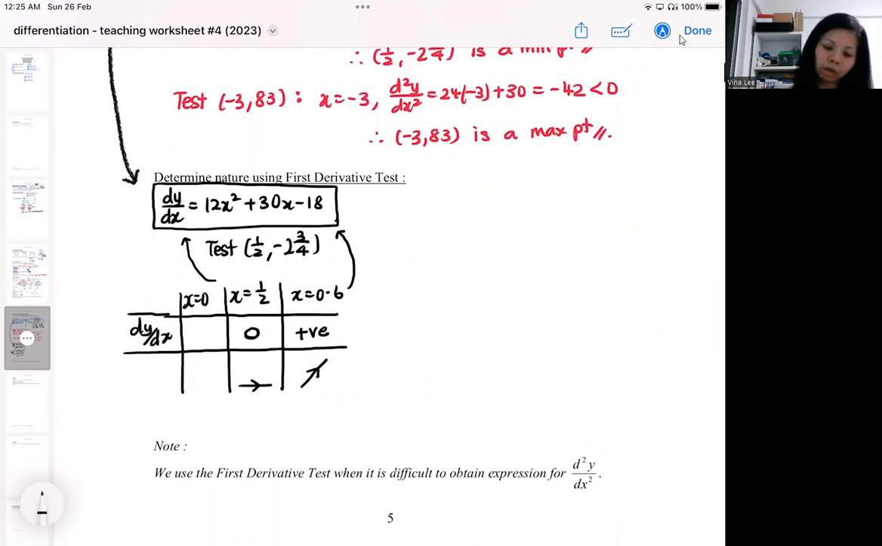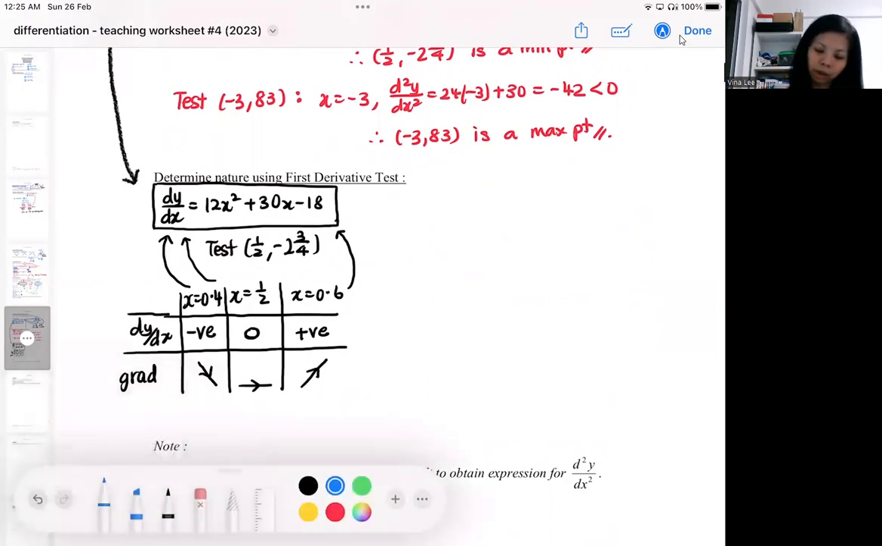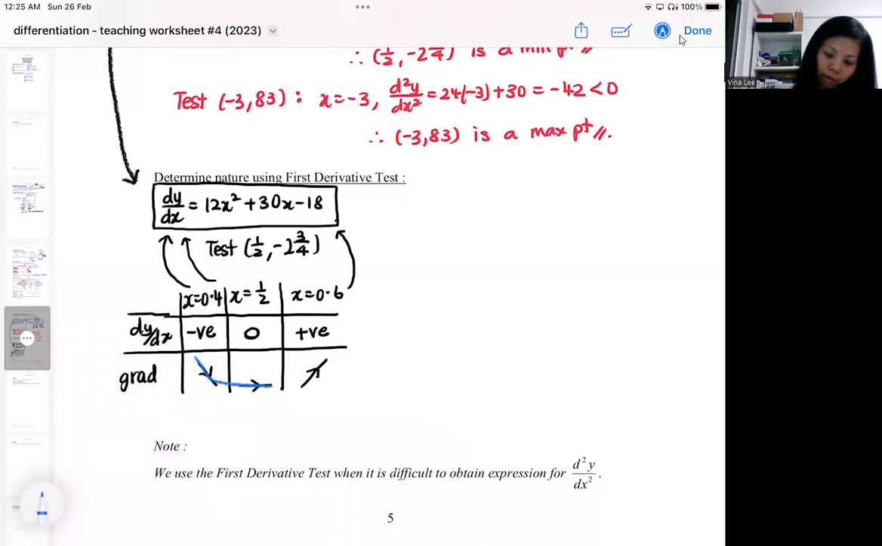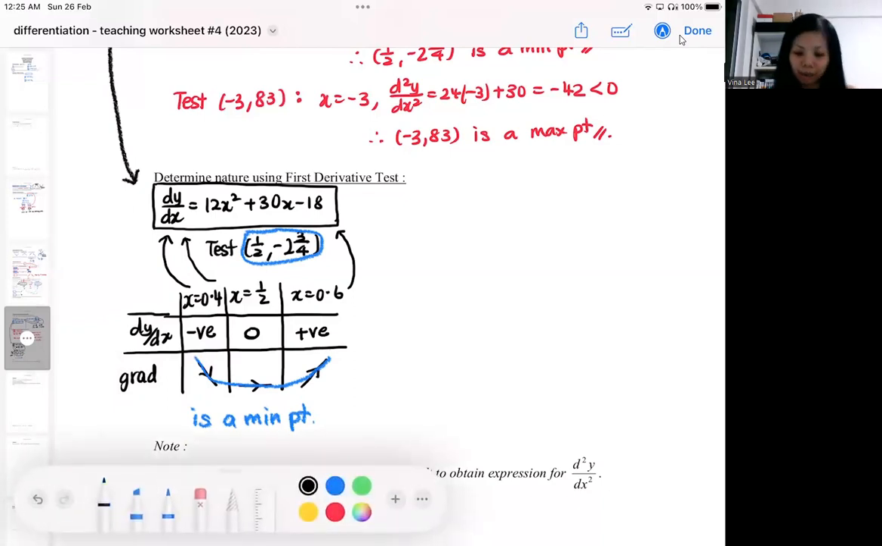You need a slightly smaller value. So in this case, I'm going to choose 0.4 and put it inside the test. I will be getting a negative value. So a negative value translates to a down arrow. If you follow the shape of the arrow, you will be able to conclude that this is a minimum point. Even though it's a little bit troublesome, there are some students who like this because visually you can see it. You do not need to memorize.